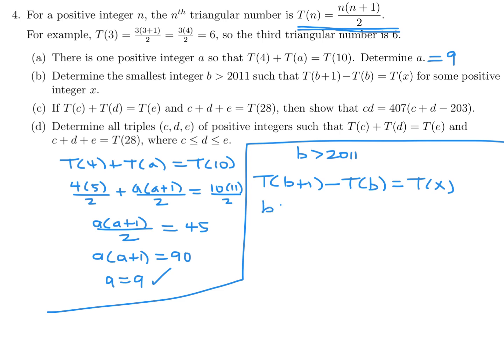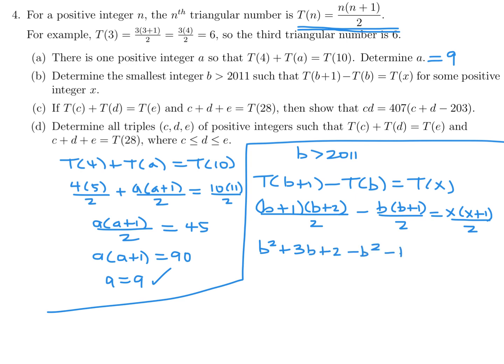So we have b plus 1 times b plus 2 all over 2 minus b times b plus 1 all over 2 is equal to x times x plus 1 all over 2. Okay. So that pretty much takes care of that. And not sure where we're going to go. We can get rid of the halves, multiply through by 2. And then let's see, expand this out. And we're going to get b squared plus 3b plus 2 minus b squared minus b is equal to, well, I'll just put it as T at x.